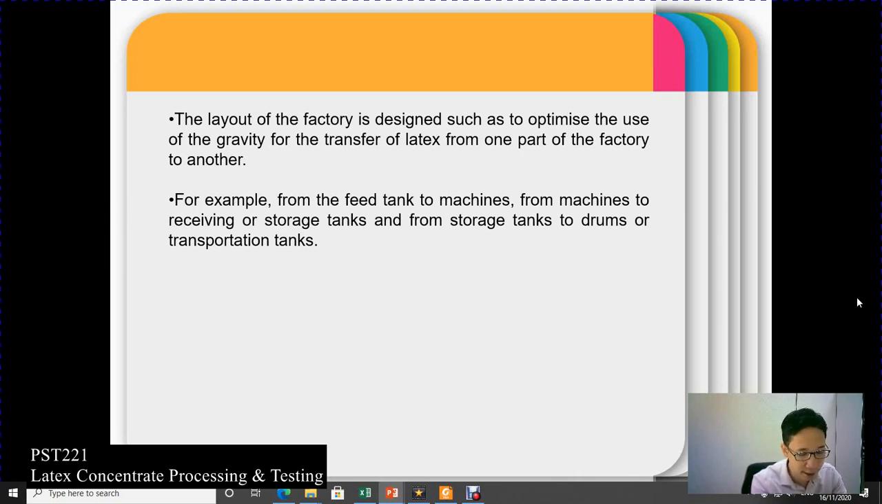We call that centrifugation and storage. For example, from feed tank to machine, from machine to receiving or storage tank, and from storage tank to drum or transportation tank. So it goes downward, from the higher level to the lower level, so that it can flow easily.